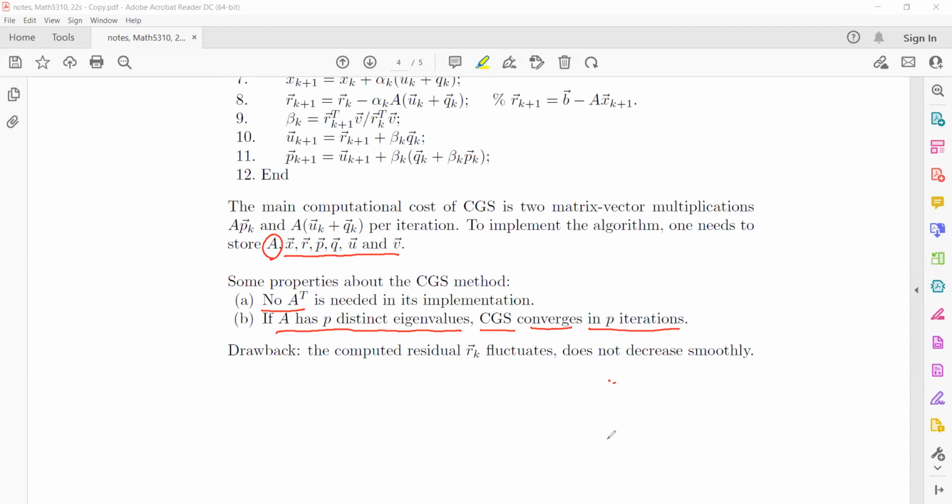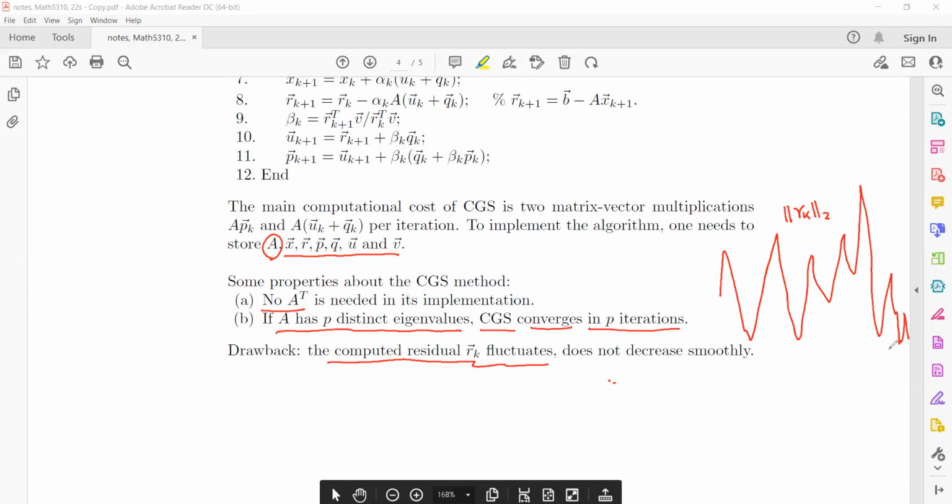What is the problem with CGS? The computed residue fluctuates. That means the residual 2-norm doesn't decrease smoothly, but some iterations large, some small, then large, small, large, small. This is a drawback: the computed residue fluctuates and does not decrease smoothly.